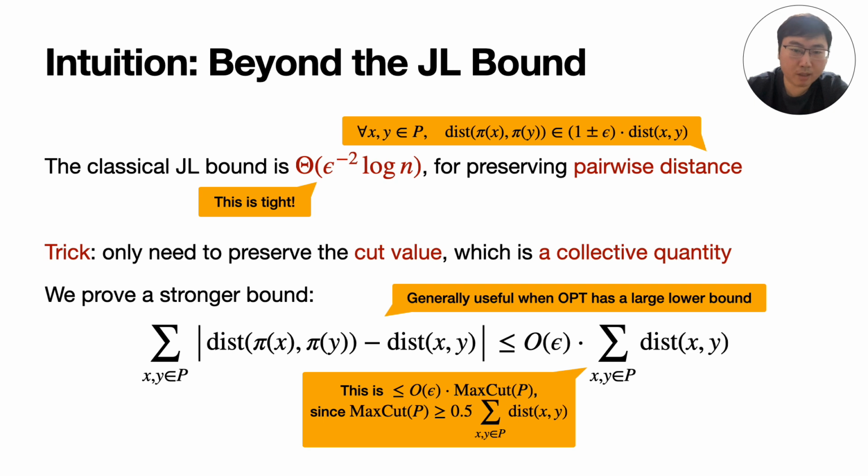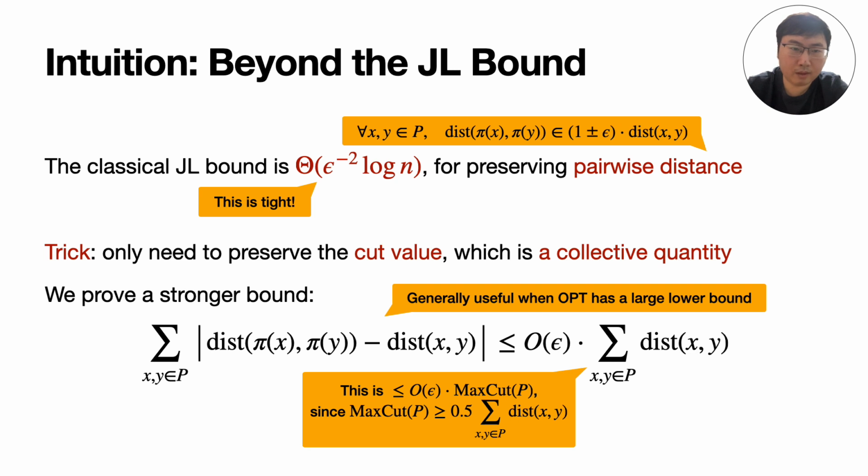How come we can achieve a much better target dimension for max cut? The trick here is that the classical lower bound for Johnson-Lindenstrauss is about preserving all pairwise distances, while for us, we only need to preserve the max cut value, which is a collective quantity instead of the pairwise distance, and is much weaker. So, in fact, what we can show is an additive error of epsilon times the sum of pairwise distances. Even though it's a large additive error, it already suffices for max cut, since max cut has a lower bound of 0.5 times the sum of pairwise distances.